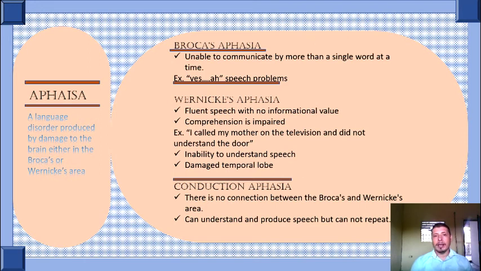They're all related to language, and as we can see, they are essential and vital to language production.